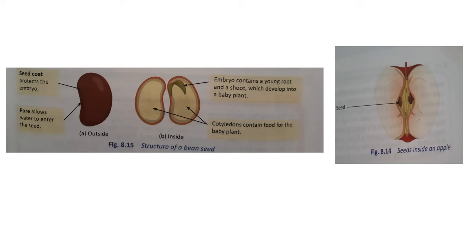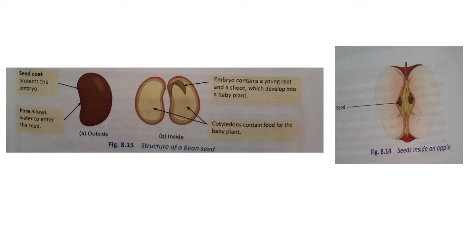Next, the structure of the seed. The outer covering of the seed is called the seed coat. The seed coat protects the embryo. Pores, small holes, are present on the outside of the seed. These pores allow water to enter the seed.